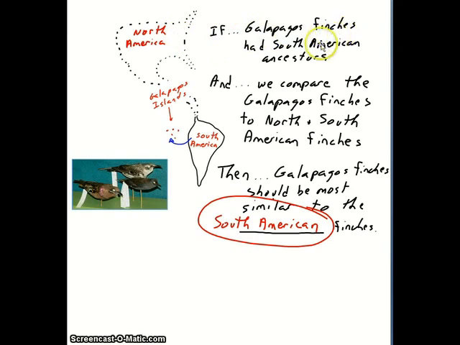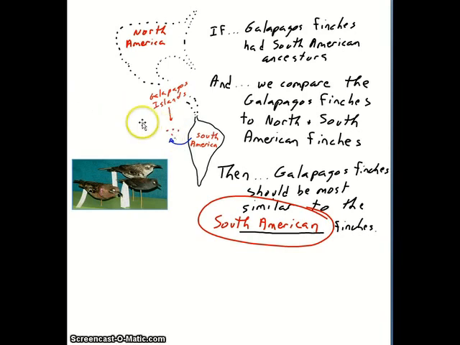If the Galapagos finches had South American ancestors, and we compare the Galapagos finches to North and South American finches, then the Galapagos finches should be most similar to the South American finches. And sure enough, they are. So the finch species out here on the islands are most similar to South American finches and less similar to North American finches. And that would make sense if it was South American finches that were the ancestors that colonized the islands and then changed into new species.